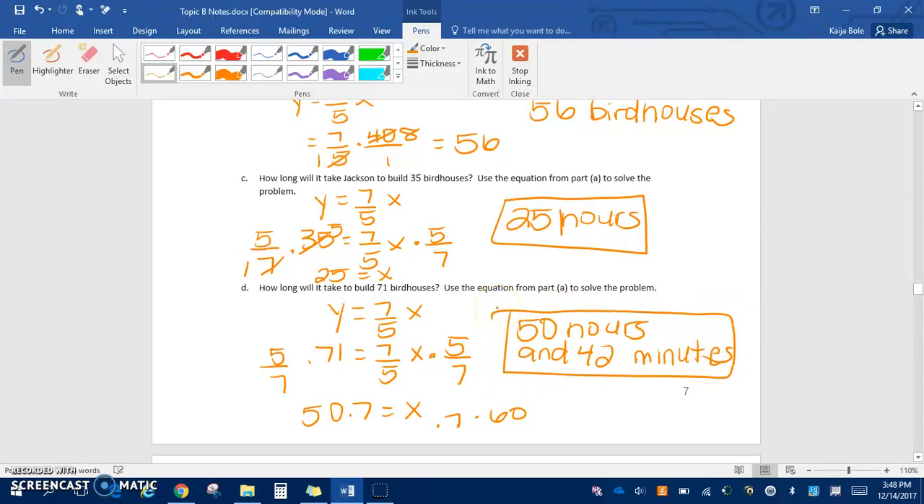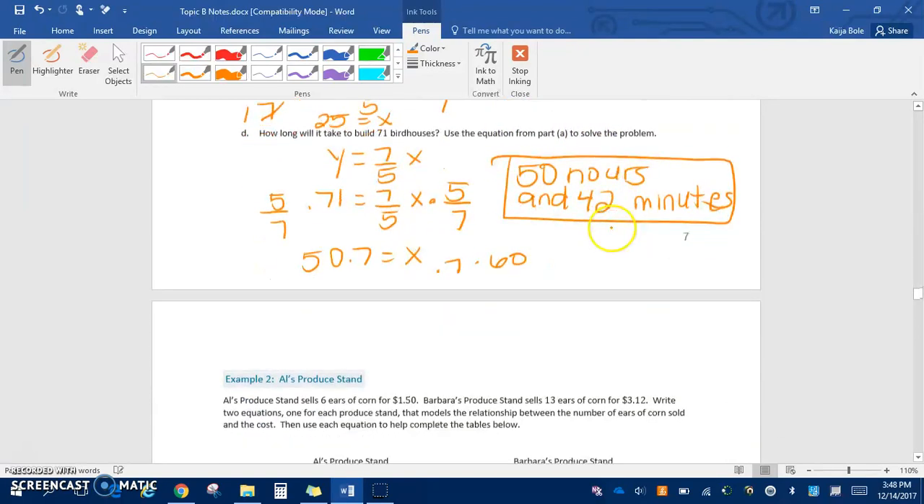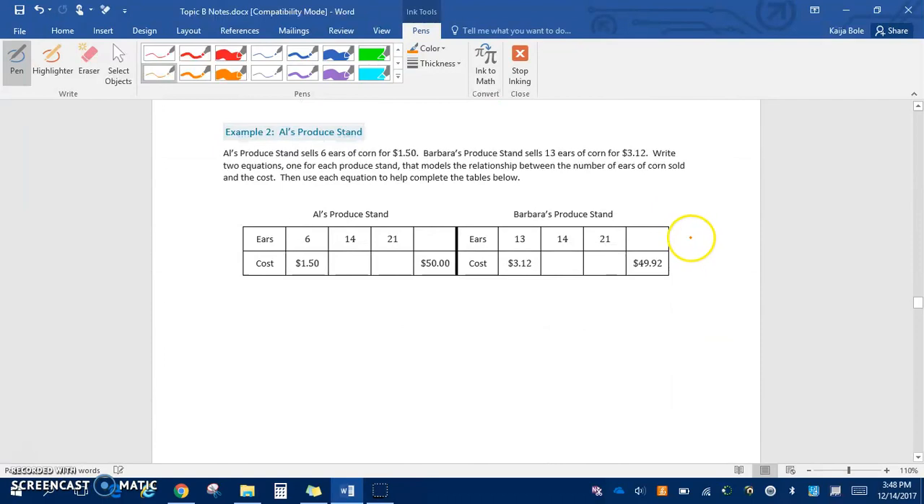Alright. So you can go ahead and flip over to the next page. Just one more example here where it's talking about Al's produce stand. So, Al's produce stand sells 6 ears of corn for $1.50. Barbara's produce stand sells 13 ears of corn for $3.12. Write two equations, one for each stand, that models the relationship between the number of ears of corn sold and the cost. Use each equation to help complete the tables.